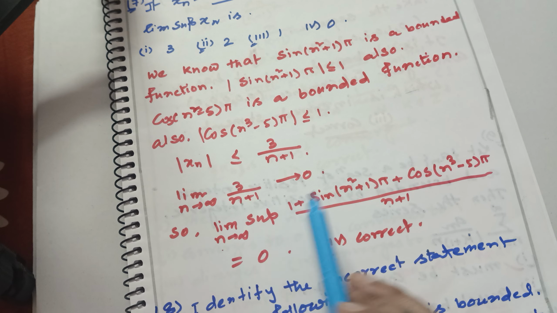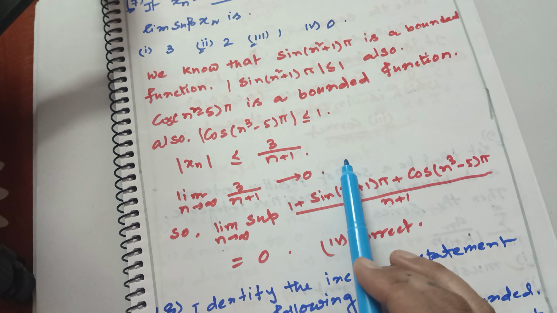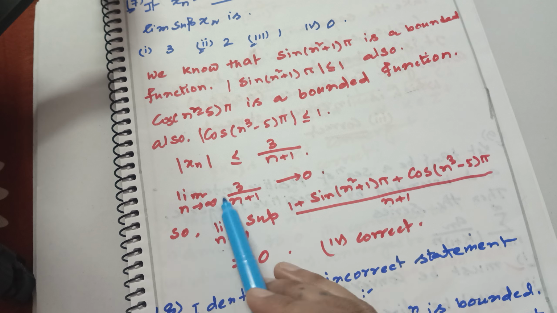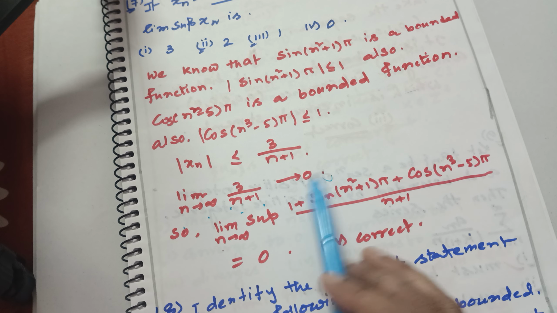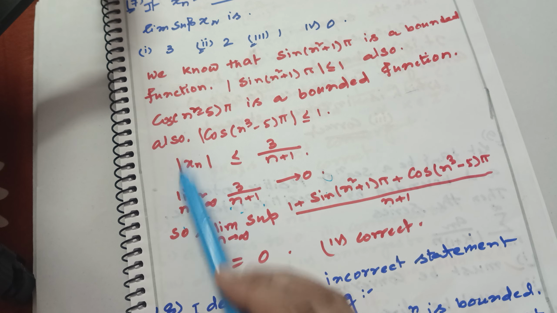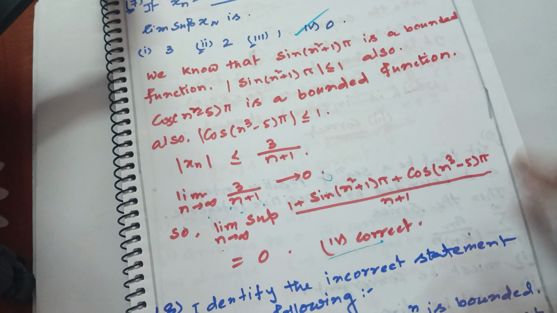So we also know that the modulus of x_n is at most 3/(n+1). Now the limit as n tends to infinity of 3/(n+1) goes to 0, so this also goes to 0. So which option is correct? Option 4 is correct.